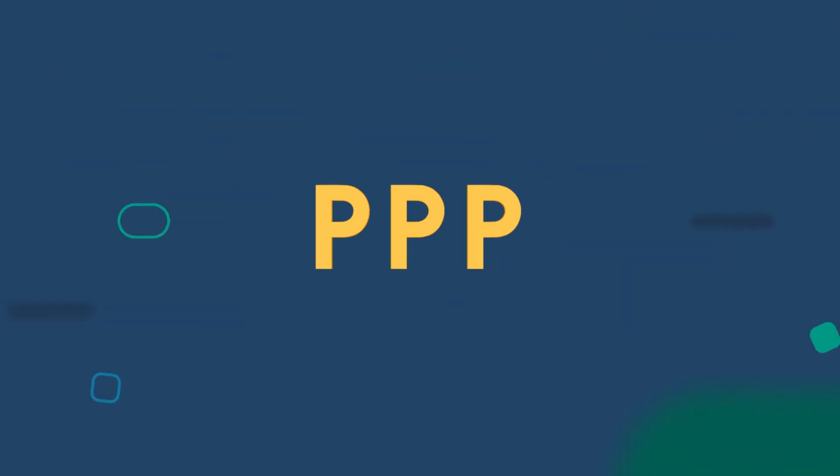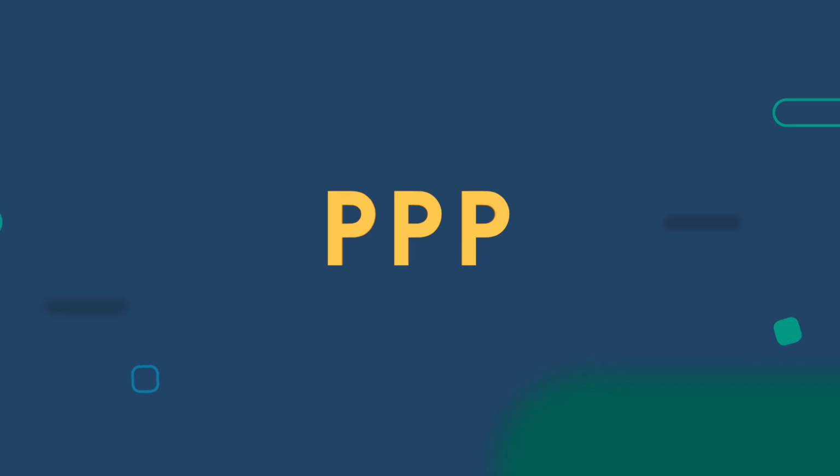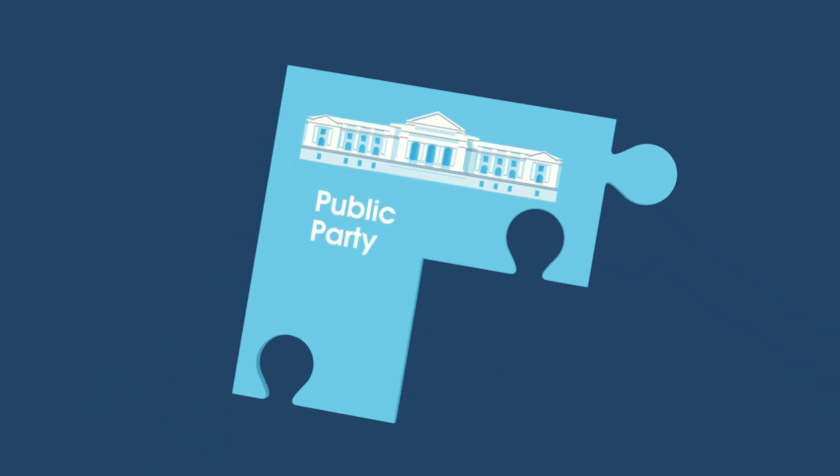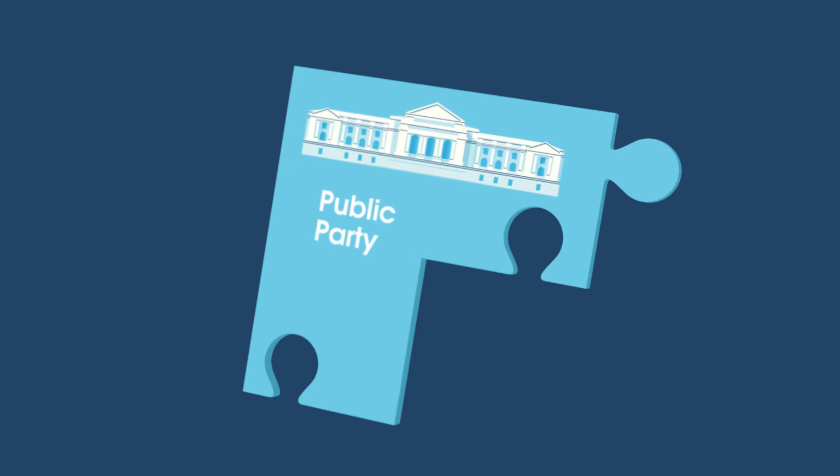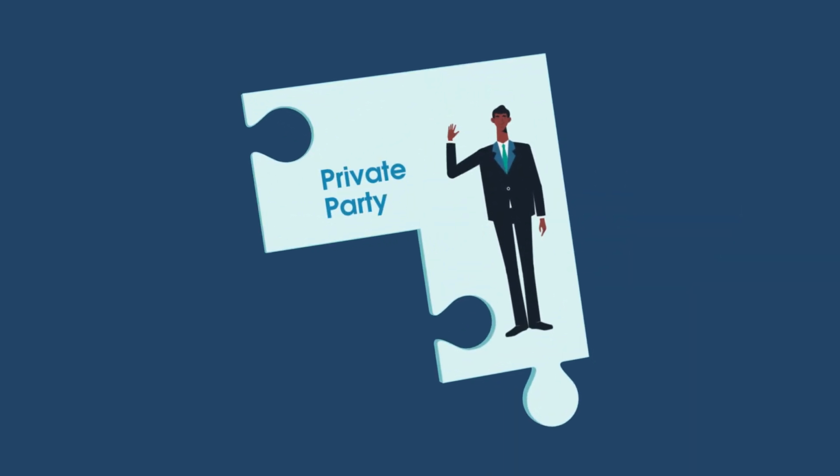There are several key features that define every PPP. A public party, such as a government ministry or agency. A private party, such as a developer.